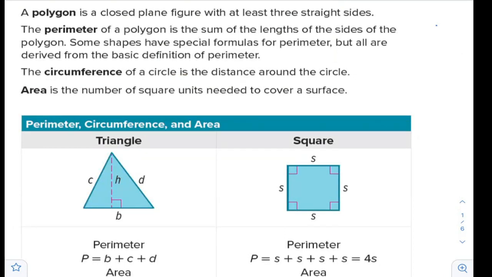We have to start with the triangle المثلث. And the perimeter المحيط: the perimeter of a polygon is the sum of the lengths of the sides of the polygon.